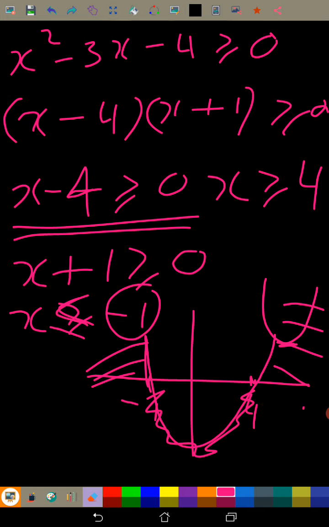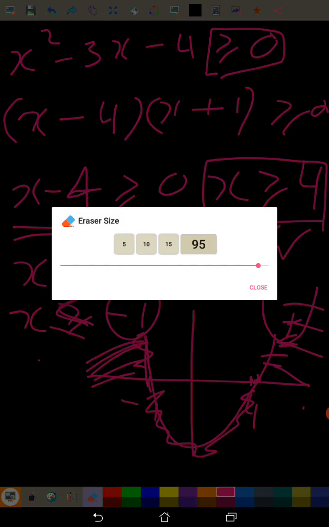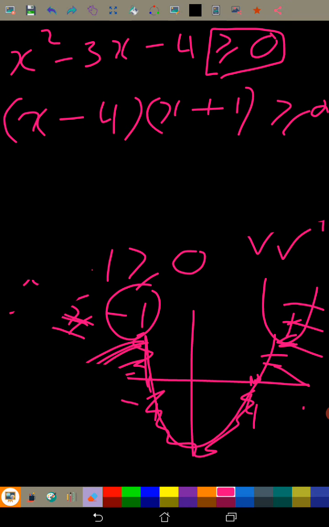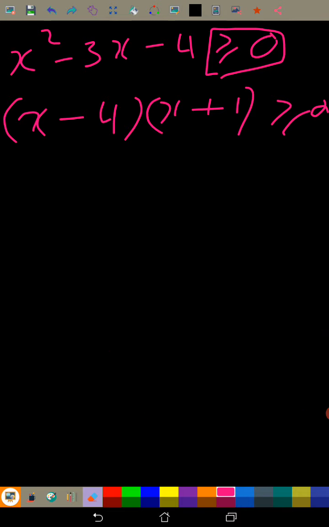Let's read this. Here we have x is greater or equal to 4. Is it correct? Yes, this is correct. So x is greater or equal to 4 gives you a positive value here. And x is less or equal to minus 1 here gives you a positive value. That's how you do it. So I'm going to erase this and write it in a very clear way, so that you can appreciate what just happened.